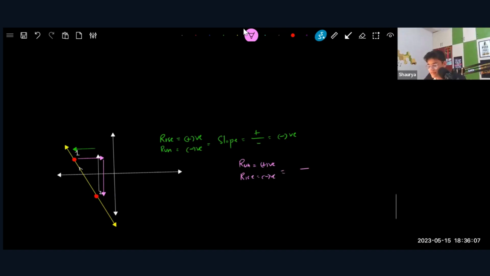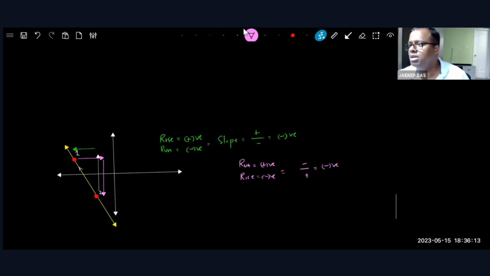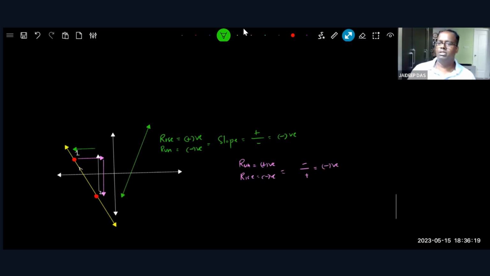negative. तो स्लोप क्या हो गया? नेगेटिव. Negative by negative. एक और लाइन लेते हैं. इसी में एक लाइन लेते हैं. Let's take one more line. Okay. Need not worry about this. Now you have understood. This is the line. Looking at it, we know the slope is positive, right?